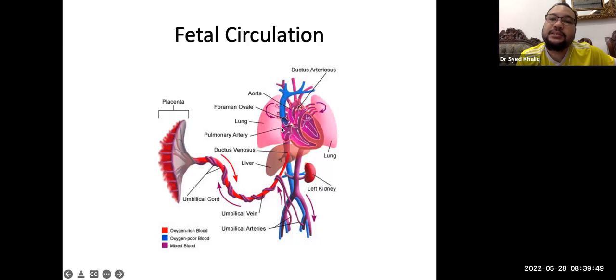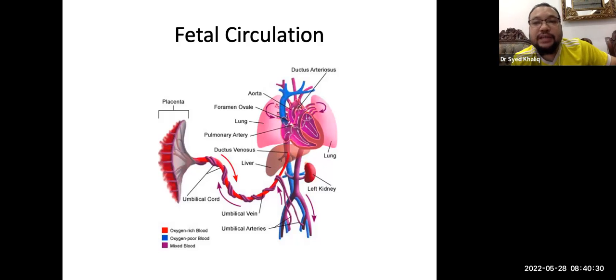Blood also bypasses through the foramen ovale because of high pressure in the lungs. Now, the lungs are low pressure after birth. In fetal circulation, the right side, the pulmonary circulation, is high pressure, and the left side, systemic, is low pressure. After being born, because of all the changes, the left side now has high pressure and the right side, the pulmonary circulation, has lower pressure.